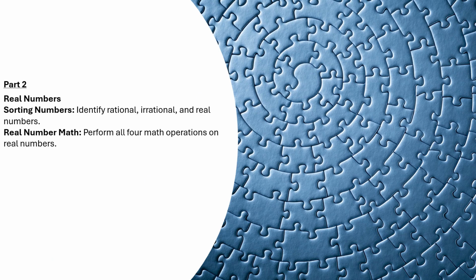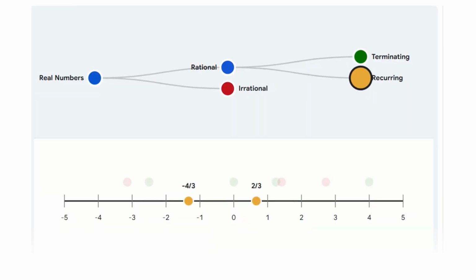For part 2 of this video, we'll learn to identify rational, irrational, and real numbers, and perform all 4 math operations on real numbers. Let's start off by representing all these different types of numbers on the number line. Let's start off by recurring, terminating, negative 2.50, 1.25, or the number 4, they are terminating numbers. Rational numbers basically are just fractions. Irrational numbers are numbers such as negative pi, square root 2, or the symbol e.